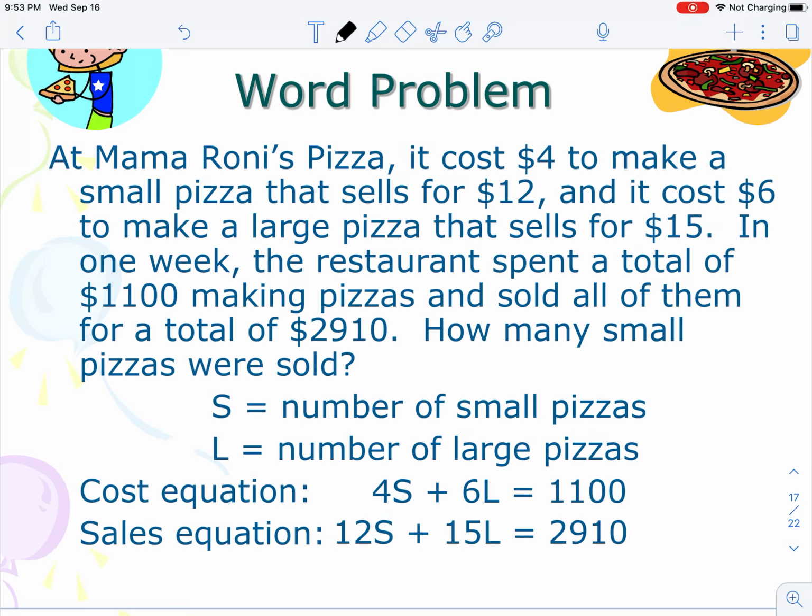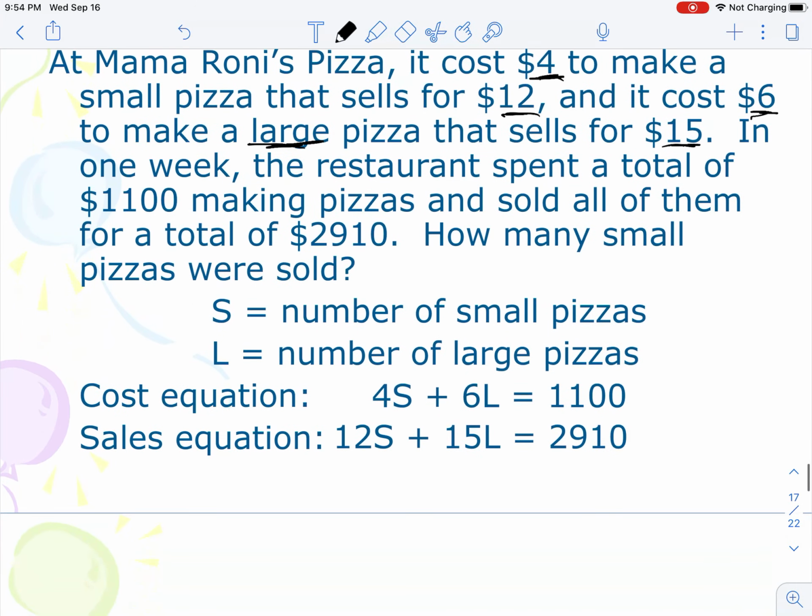is we got a pizza place. It costs $4 to make a small pizza and they sell it for 12. It costs $6 for a large pizza, but they sell it for 15. In 1 week, the restaurant spent a total of 1,100 making pizzas and sold all of them at $29.10. How many small pizzas were sold? Well, let's just say, to begin with, that the number of small pizzas is S. The number of large pizzas is L.